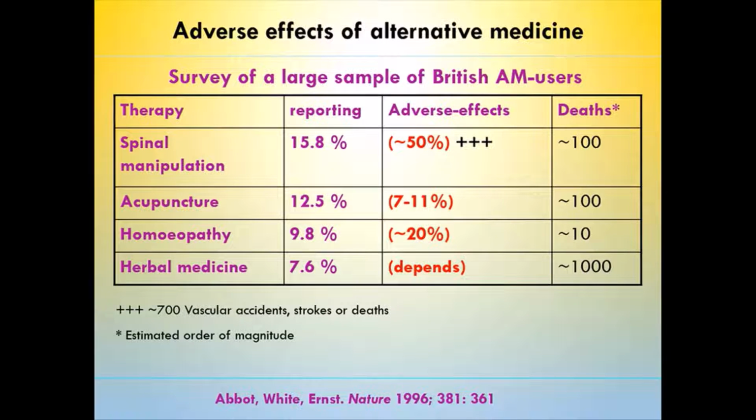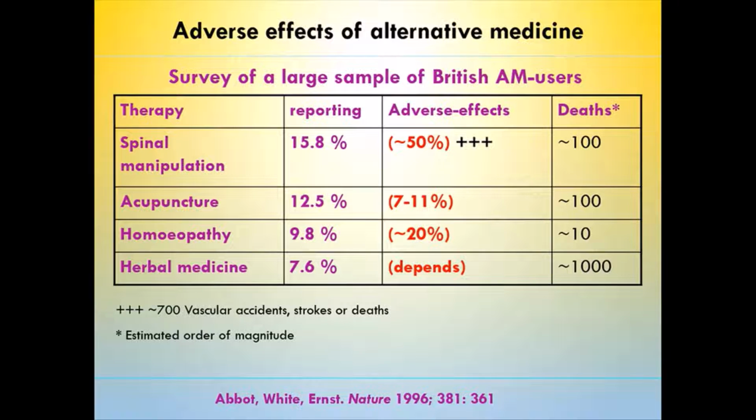This relates to something we published a long, long time ago. At the time, it was so novel that we managed to publish it in Nature. It refers to these figures here. On a very large sample of the British population, we reported that about 16% of patients having chiropractic spinal manipulation report adverse effects, about 12% after acupuncture, about 10% after homeopathy, and about 8% after herbal treatments.